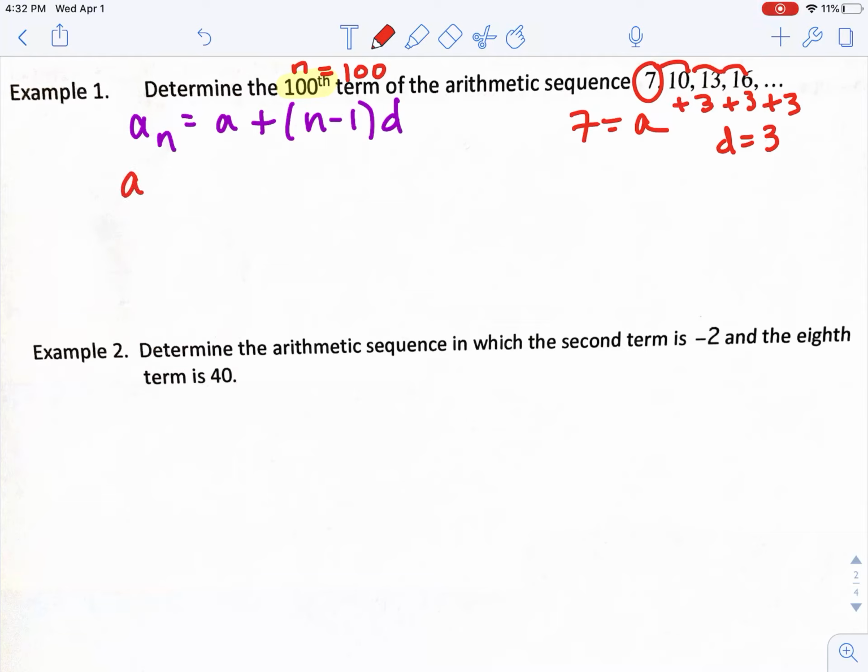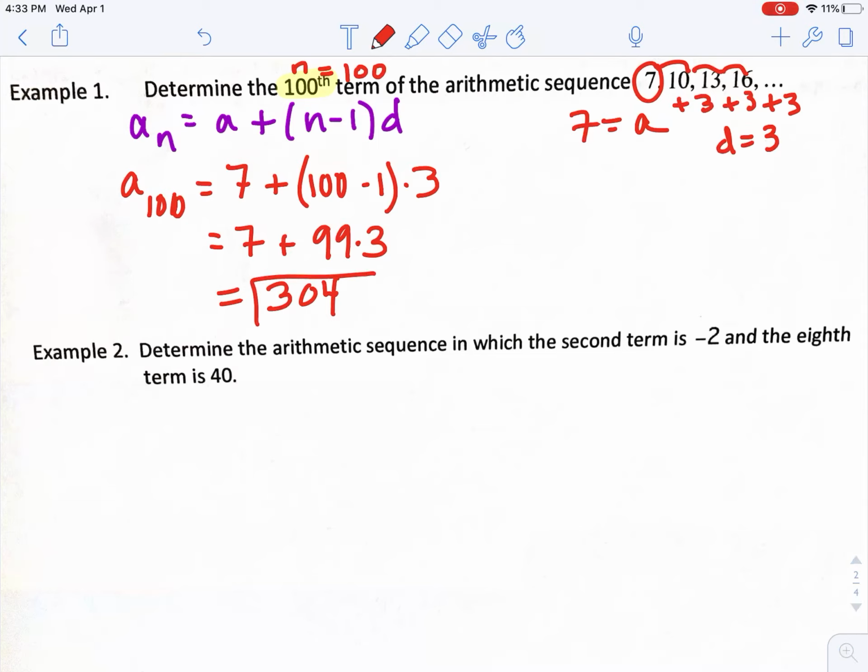And we just plug them into the formula. So this is going to give us the 100th term, a sub 100, equals the first term, 7, plus n was 100, minus 1, times that common difference of 3. And then you just work this out and use your calculators, and the 100th term in that sequence would be 304.